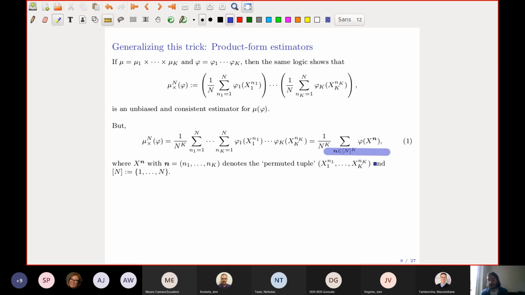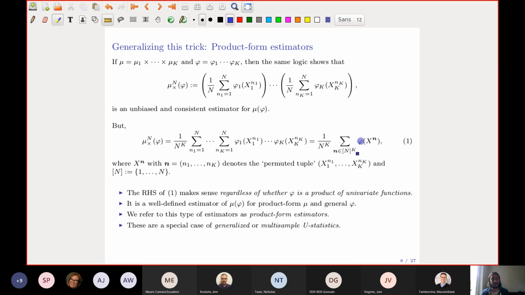And this thing here on the right-hand side, this makes sense regardless of whether phi has any sort of product structure or not, right? And it turns out that this is a well-defined estimator for general phi as long as the target is product form. And we call it a product form estimator.